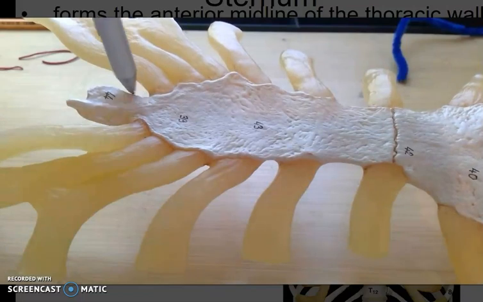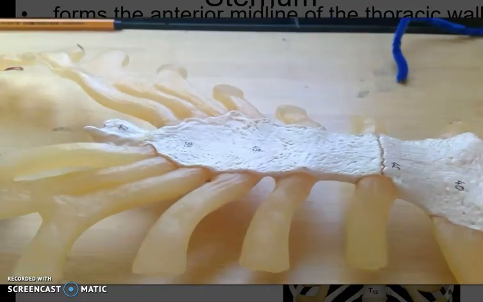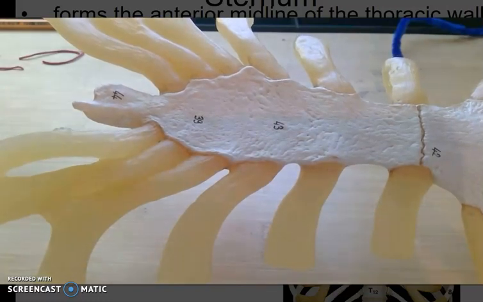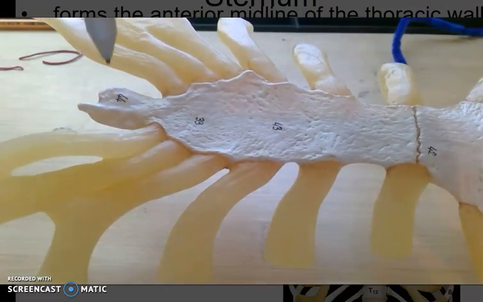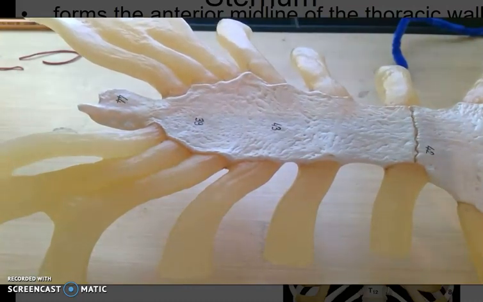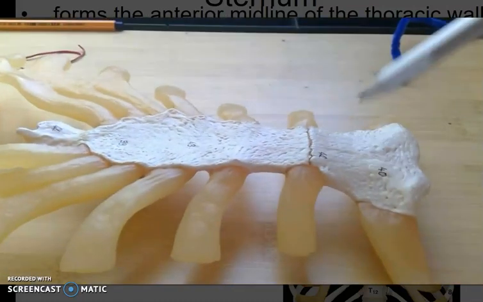Then this part right here is the xiphoid or xiphoid process. I've heard a couple different pronunciations. I just like it because it's a word that actually starts with the letter X. So the xiphoid process. We have the body or gladiolus, and we have the manubrium.